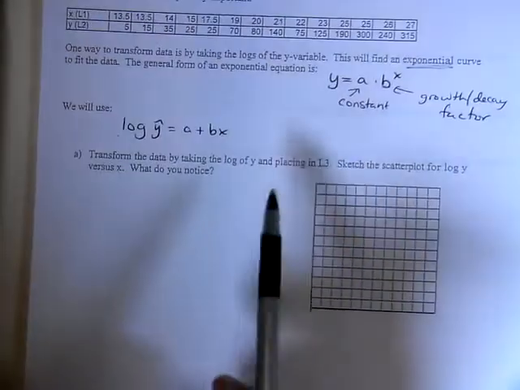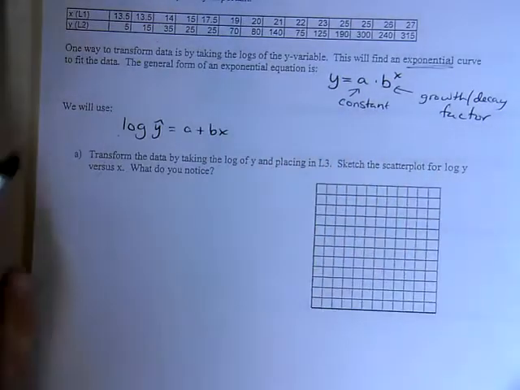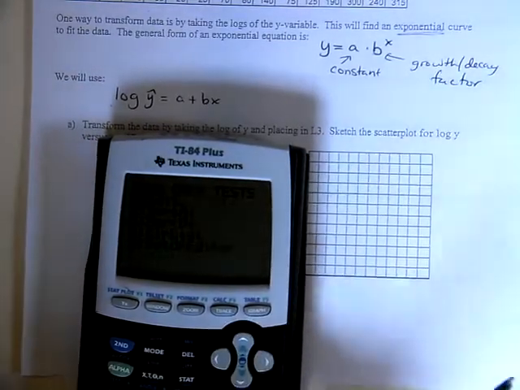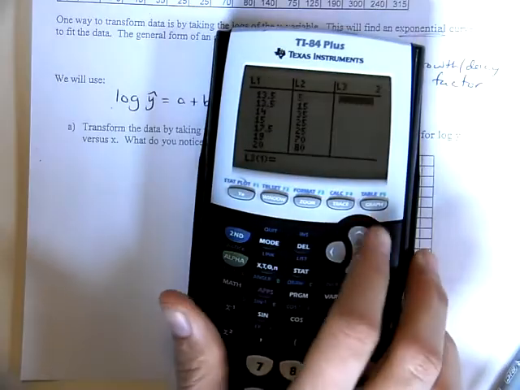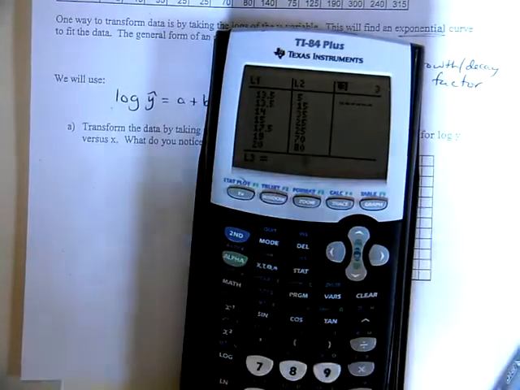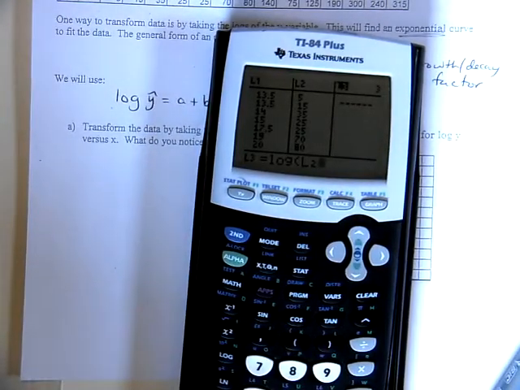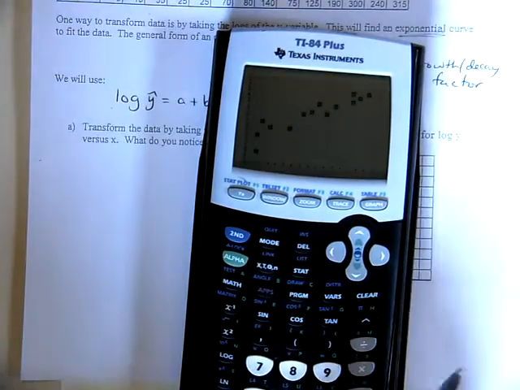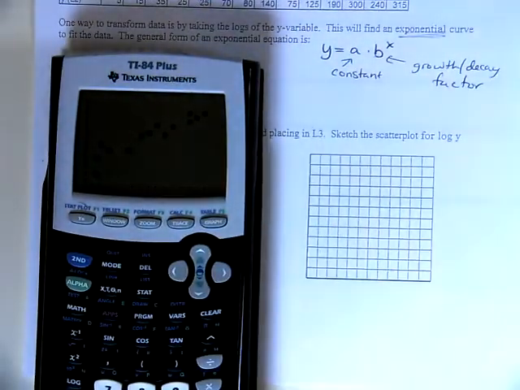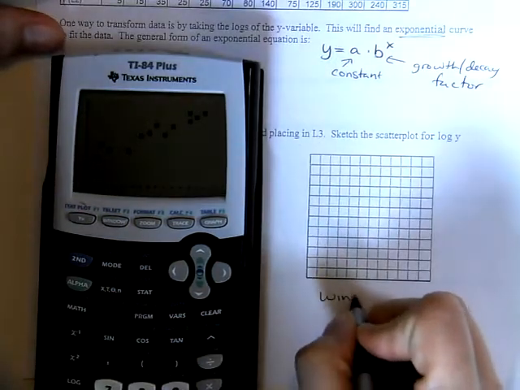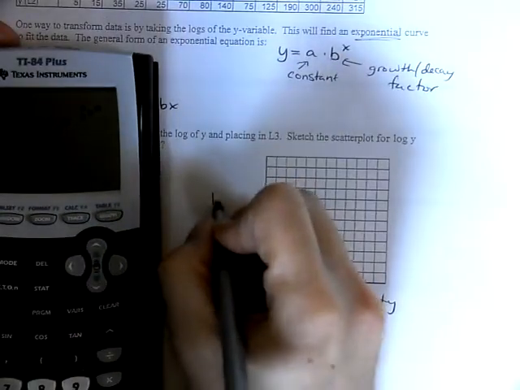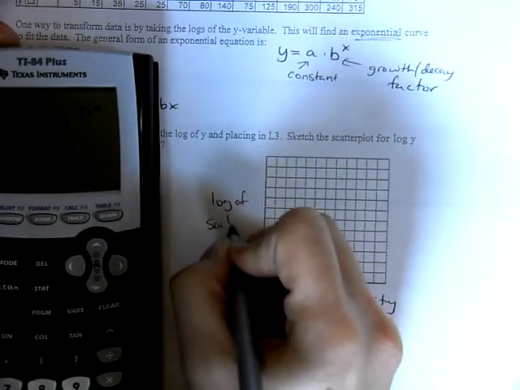So transform the data by taking the log of Y and placing it in list 3. Sketch the scatter plot for log Y versus X. So I'm going to take my list 2, go to list 3 and highlight it, and do log list 2. So I'm going to log my Y variable. Now I'm going to do a scatter plot, list 1, list 3. So zoom 9. We're just going to do a slight sketch. We have wind velocity on the bottom. Then we have the log of soil erosion.